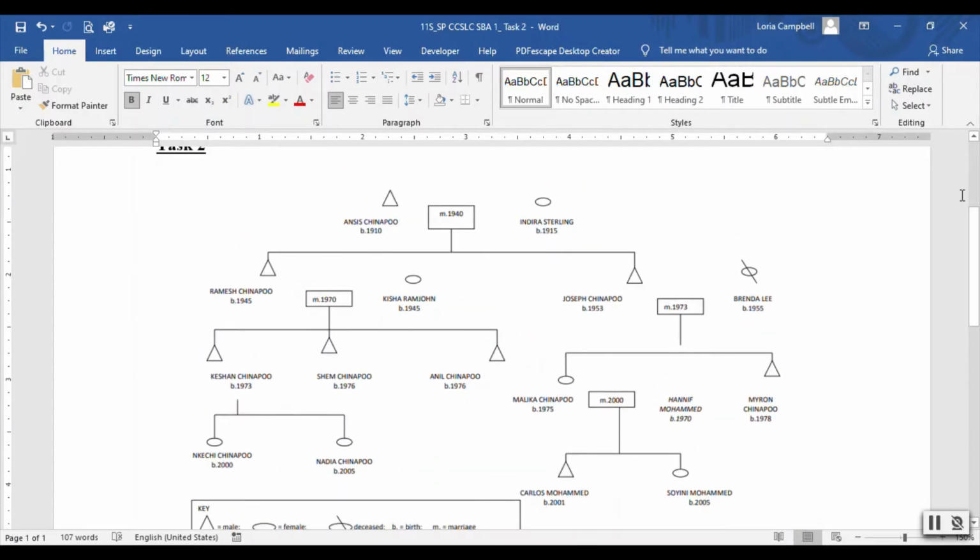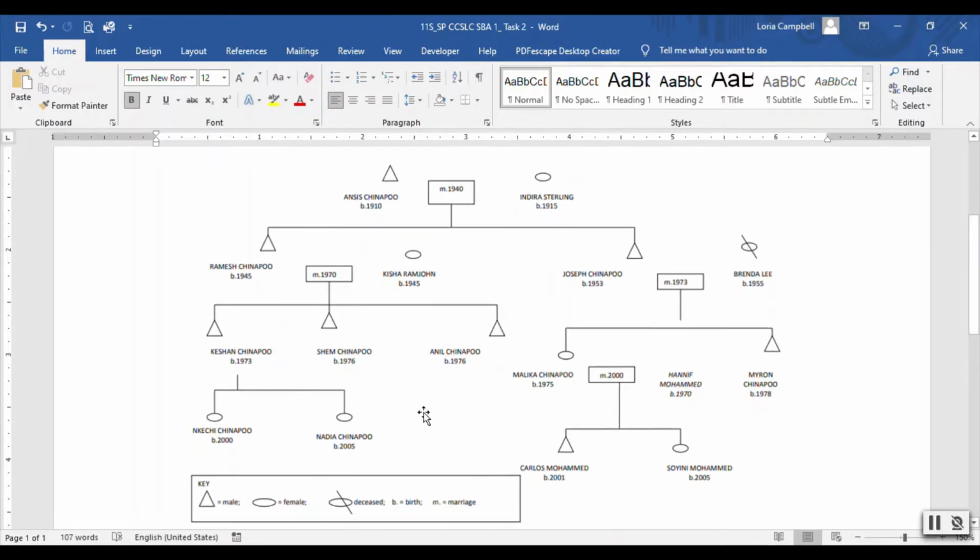If you look at the key, and a key is always useful in a diagram. Once you use symbols, the symbols must be explained because not everyone will know what you intended when you put the symbol there. So in this case, the triangle refers to male, and the oval refers to the female. Either one with a slash through it refers to the person being deceased. B equals birth and M equals marriage. So with that said, let us continue.